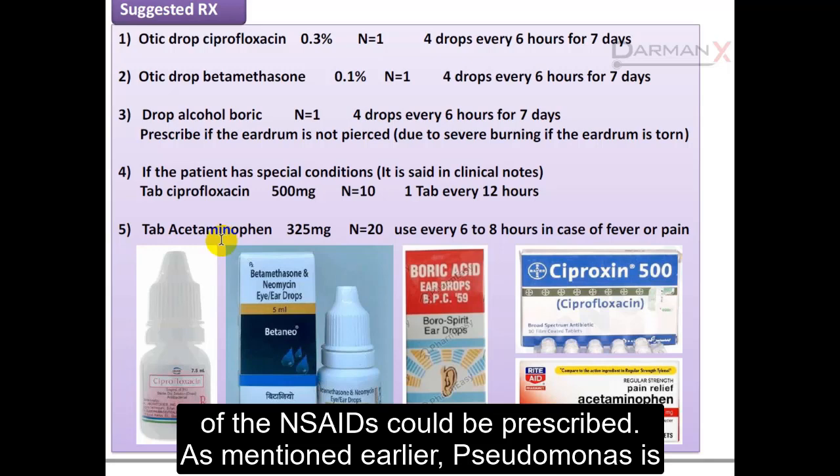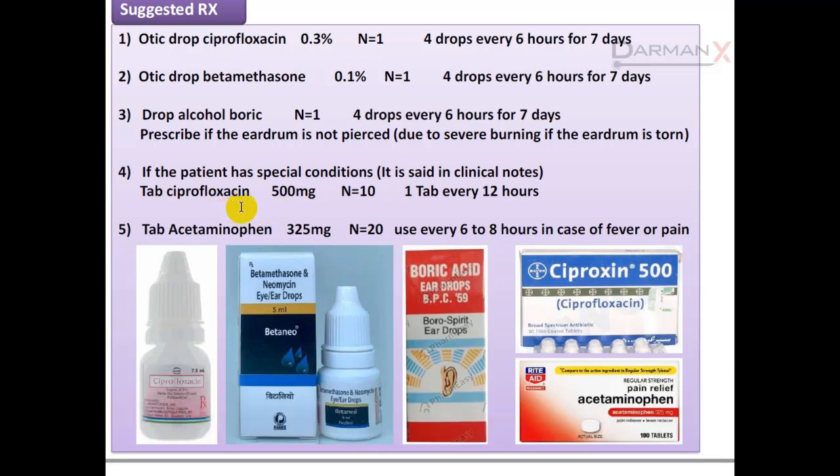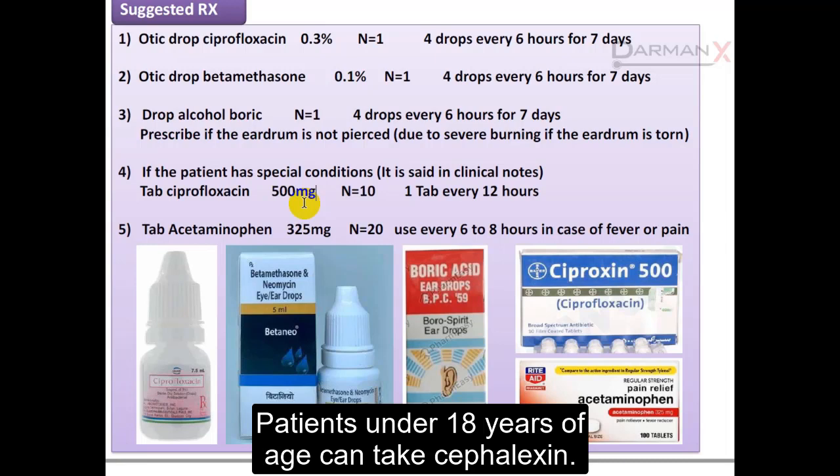As mentioned earlier, Pseudomonas is a common germ. Patients over 18 years of age could take ofloxacin or ciprofloxacin tablets. Ciprofloxacin 500 mg tablets and ofloxacin 200 mg tablets could be taken twice a day. Patients under 18 years of age can take cephalexin.